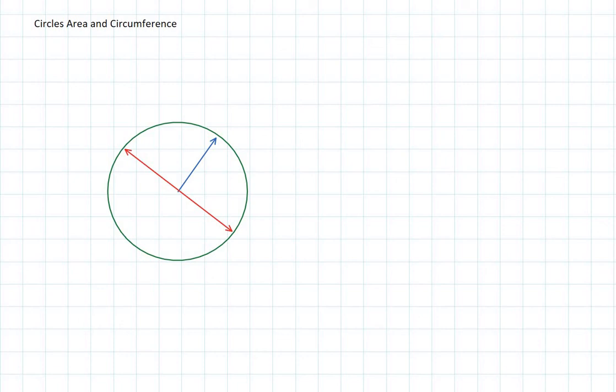We're going to have a look now at circles, and we're going to look at area and circumference. Okay, so the area of a circle is just the two-dimensional space that it fills up. The circumference is a special word for the perimeter of a circle. That's the length around the outside. This green line, that is the circumference, the length of that.